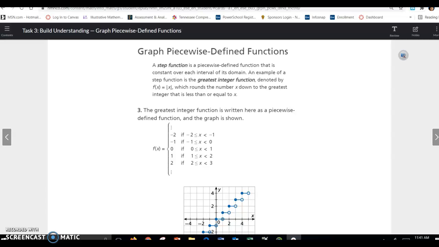Right, we are continuing with lesson 8.1 and we're on task 3. Graph a piecewise defined function. A step function is a piecewise defined function that is constant over each interval of its domain. An example of a step function is the greatest integer function, denoted by f of x equals [x], and you can see the x is in brackets.